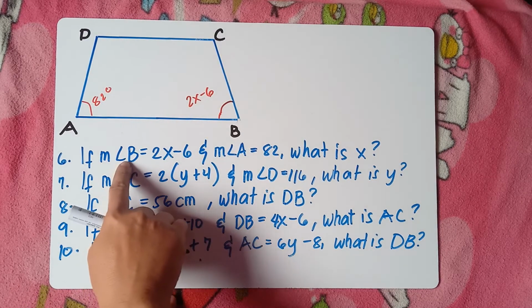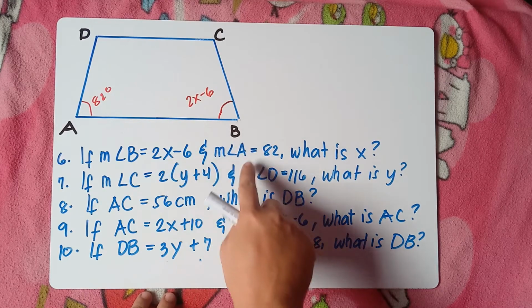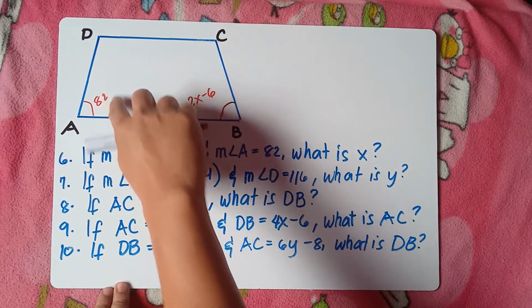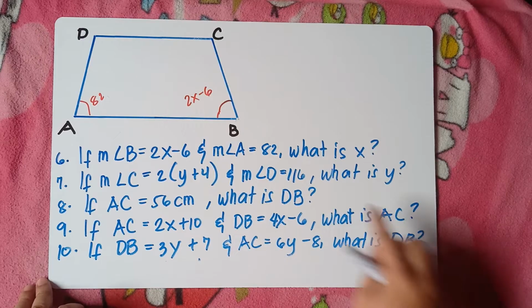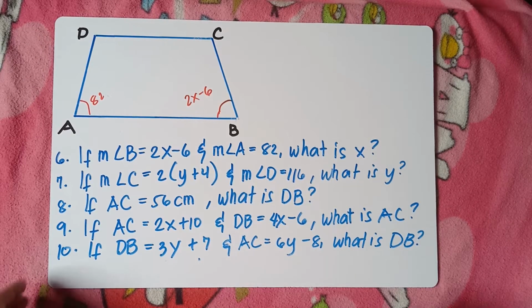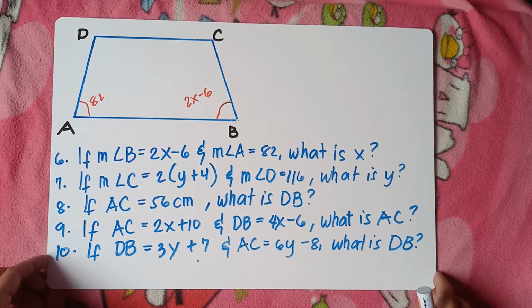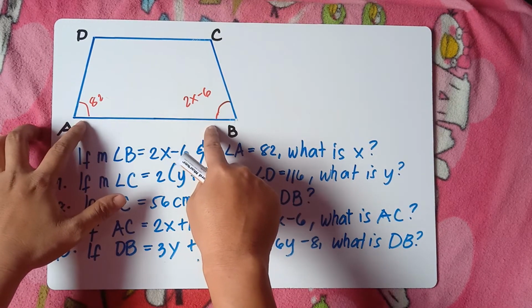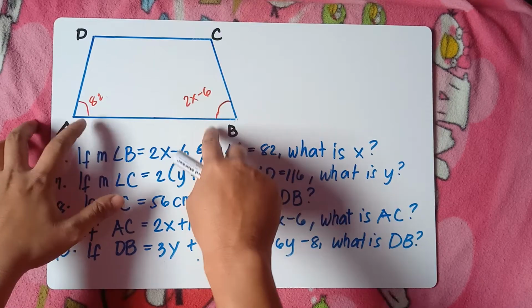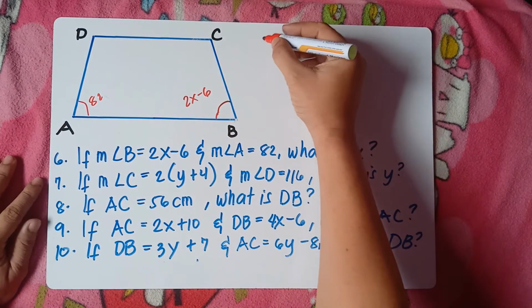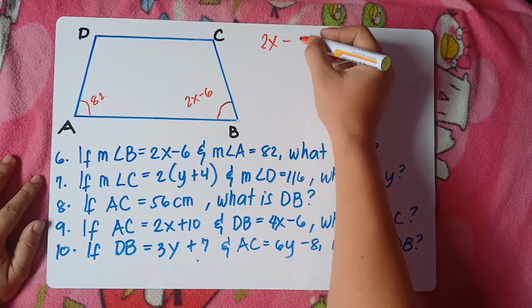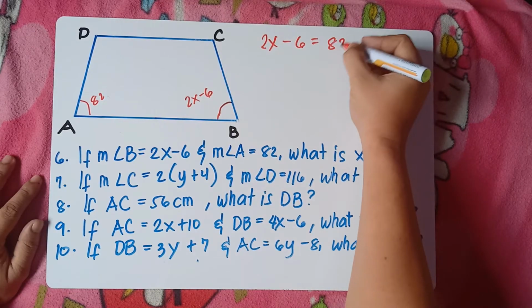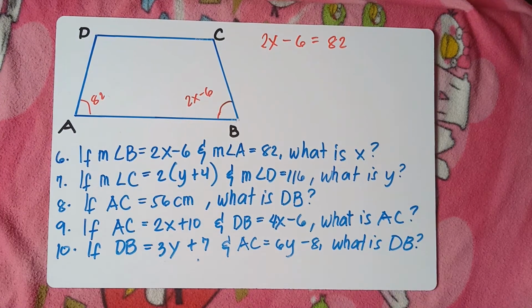Alright, angle B is 2x minus 6 and angle A is 82 degrees. You are told to find x. You already know that the measures of these two angles are congruent, that is, equal. Therefore, you can equate them. So you can write 2x minus 6 equals 82 degrees.